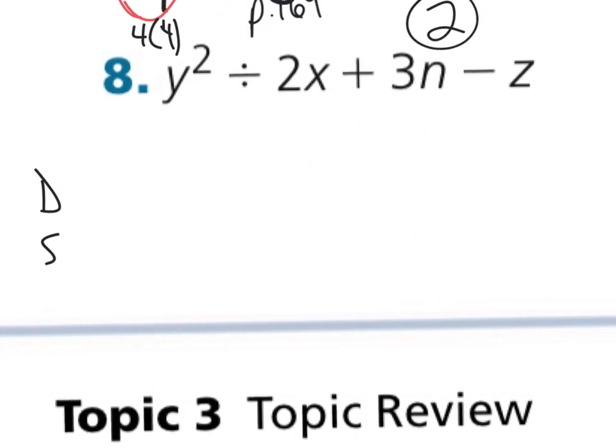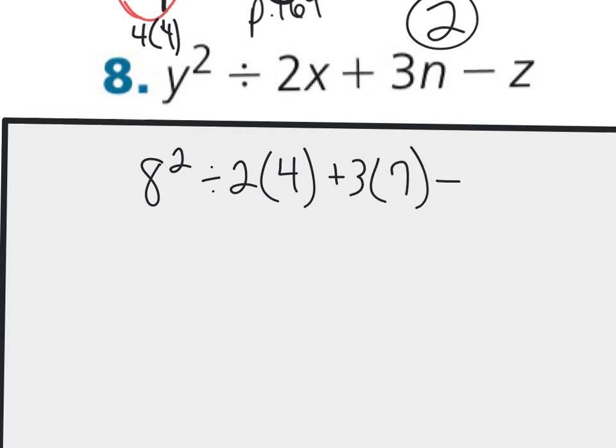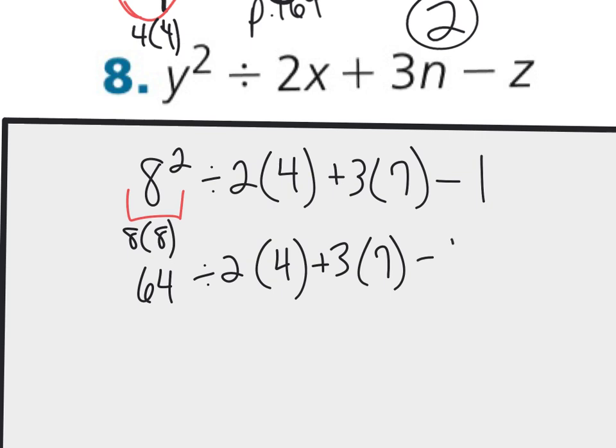Number 8, same idea. We're going to substitute numbers in. So y is equal to 8, x is equal to 4, n is equal to 7, and z is equal to 1. So similar idea, we're going to do the exponent first here. So 8 times 8 is 64. Now we're looking at multiplication and division. We're going to go from left to right. So we actually go ahead and do 64 divided by 2.